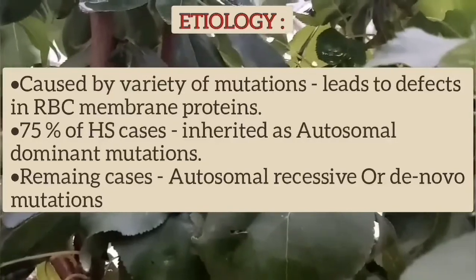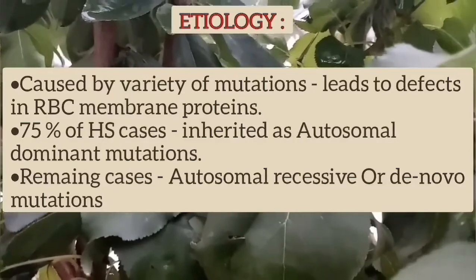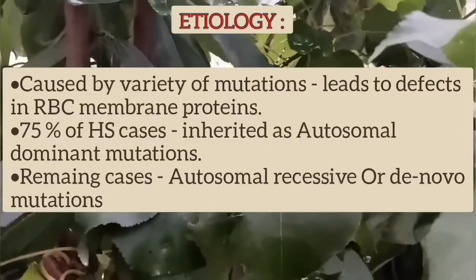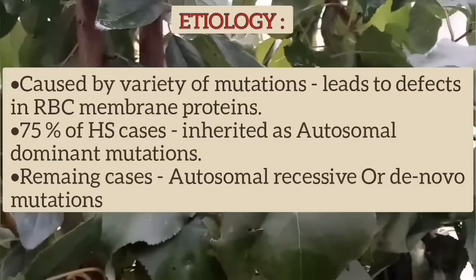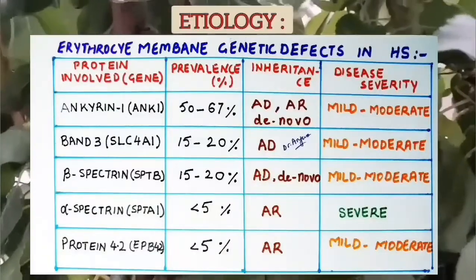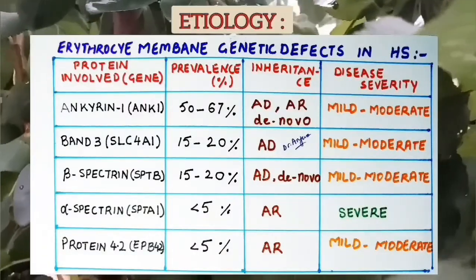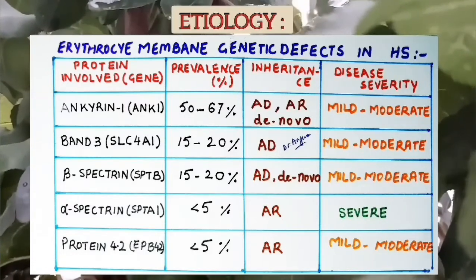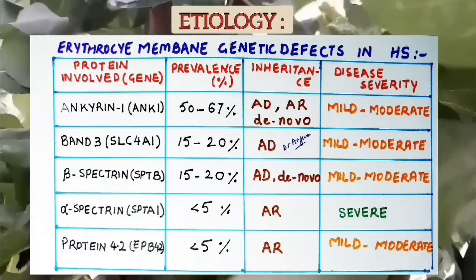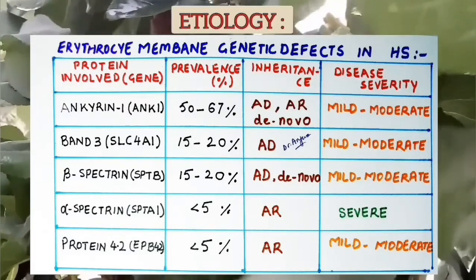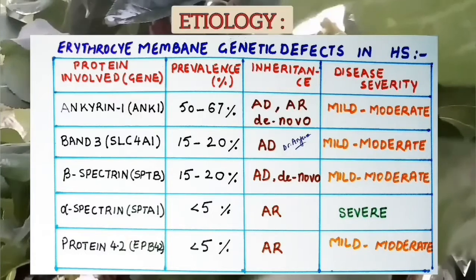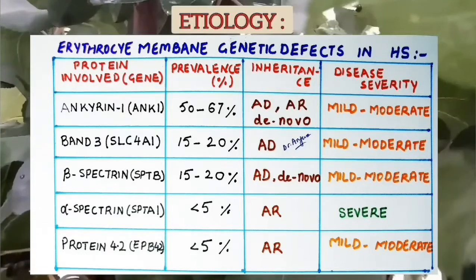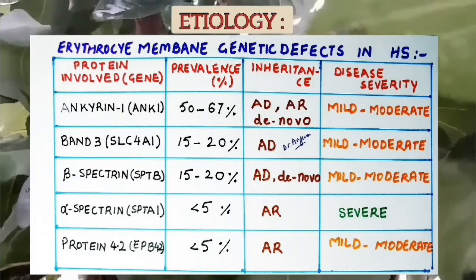membrane protein. Now 75% of cases of HS are inherited as an autosomal dominant mutation while the remaining cases are autosomal recessive or de novo mutations. Now, various genetic mutations have been identified in RBC membrane defects which lead to hereditary spherocytosis. This table explains these erythrocyte membrane genetic defects. The proteins involved are ankyrin 1, band 3, beta spectrin, alpha spectrin and protein 4.2. Now, the most common is ankyrin 1, which accounts for about 50 to 67% of the cases.